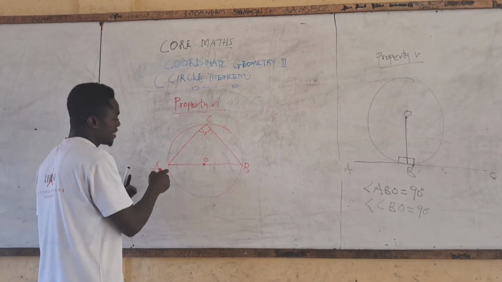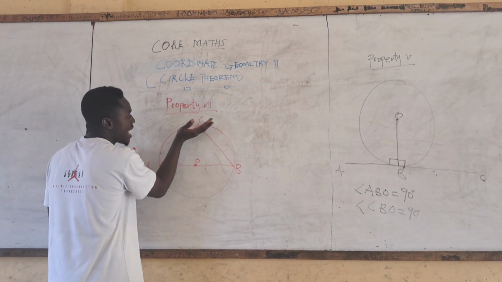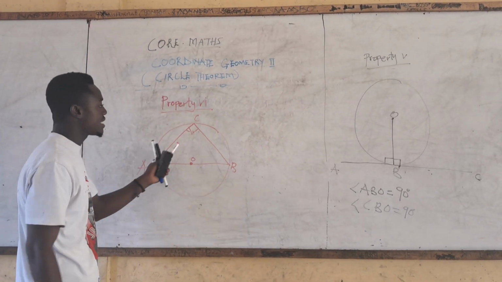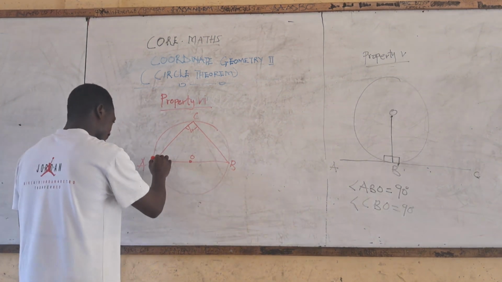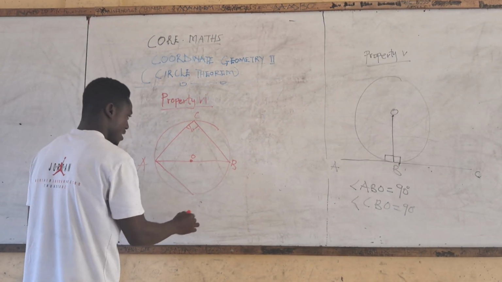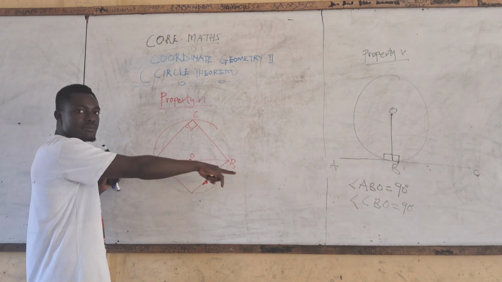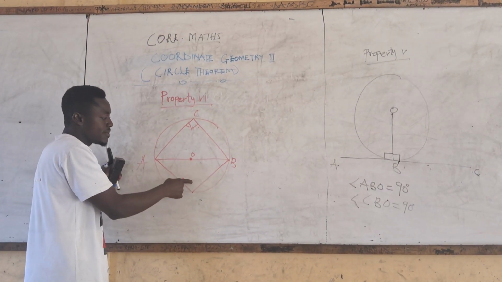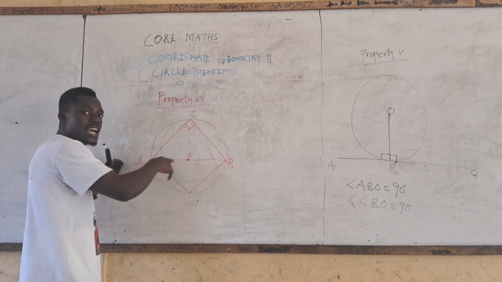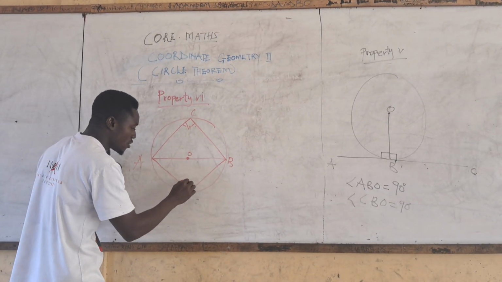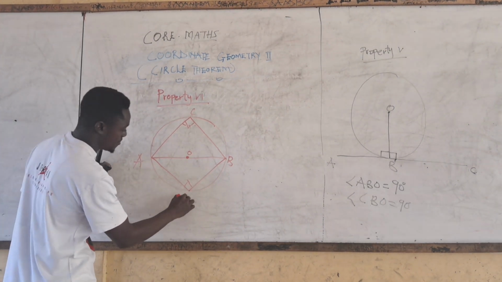So let's label this A, B, let's say C. The property says that since this one is a diameter, and it is sustaining an angle at the circumference, then that angle at the circumference is 90 degrees. You can still have another angle here, since this same diameter is sustaining another angle, meaning the angle here is also 90 degrees. Let's label this one M.